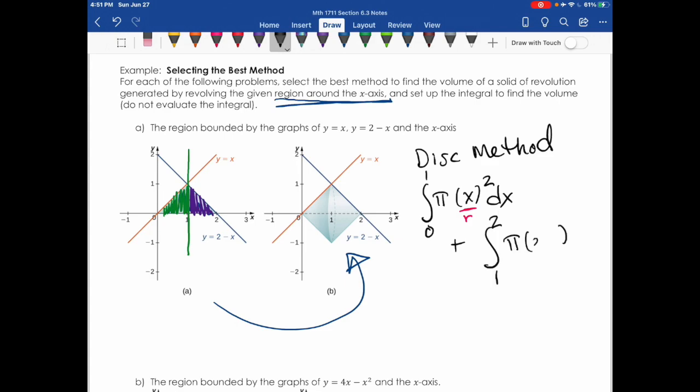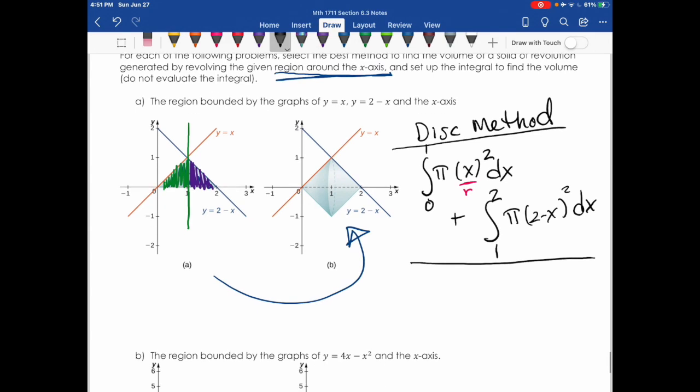And then we would have to have a second integral from 1 to 2. And we would do the same thing. I would have pi r squared, but my r would be the function, so 2 minus x, and I would square this. So although this would work, there's a little bit more to it because we would have to evaluate two different integrals.